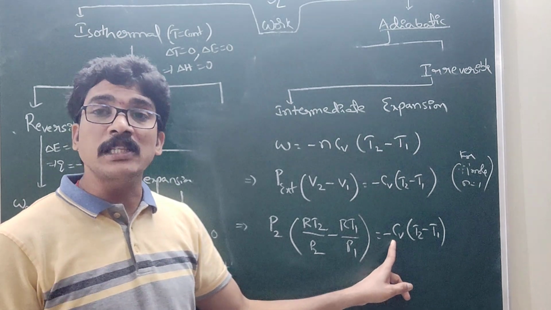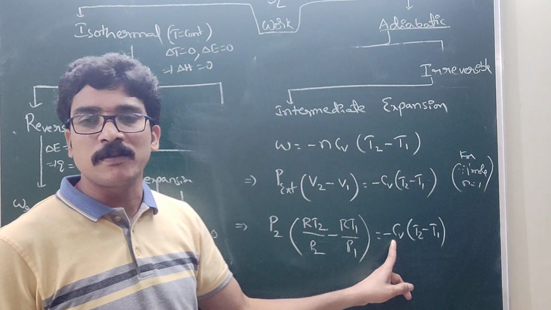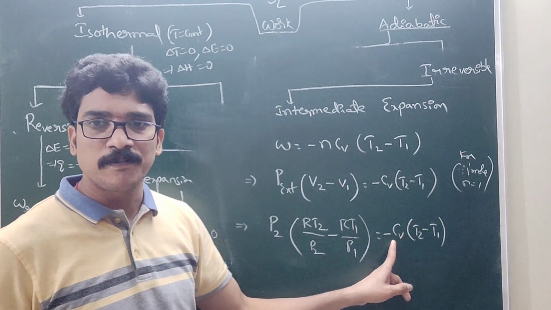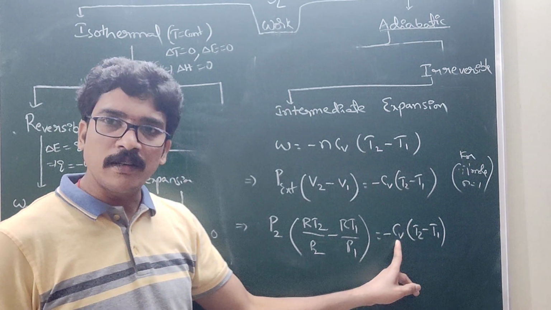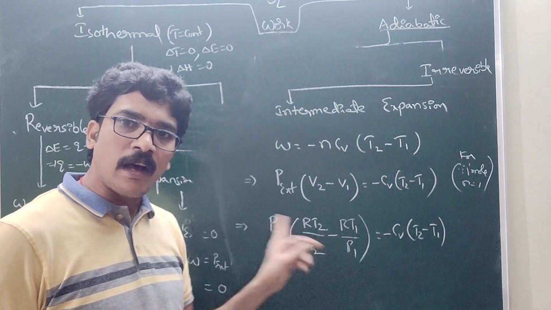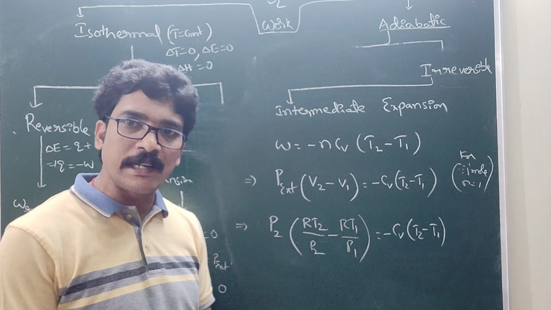For diatomic gases, CV is equal to 5 by 2 R. For polyatomic gases, CV is equal to 3 R. So substitute here. R is common on both sides, so R and R cancel.